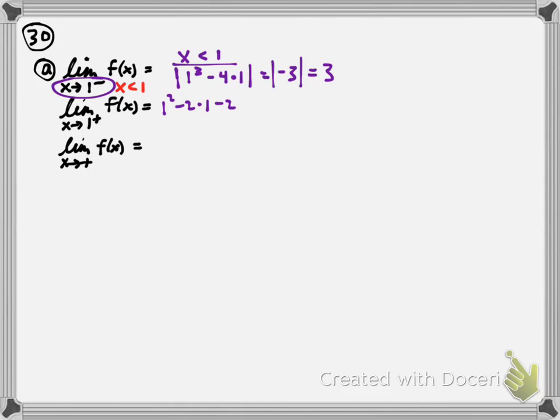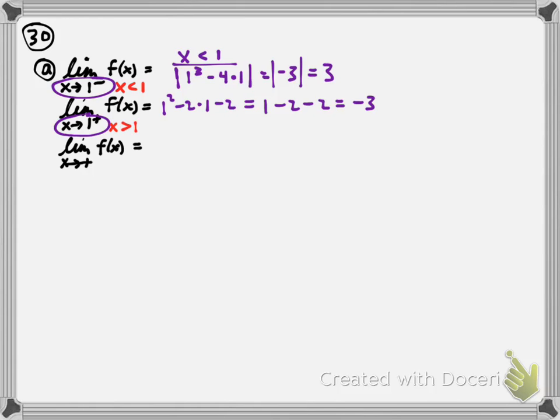1 squared is 1, minus 2 minus 2. So we have 1 minus 2 is -1, -1 minus 2 is -3. Okay, well, clearly the right and left hand limits don't agree, but let me just be consistent here and say, to show you that when x is approaching 1 from the right, that is indicating that x is greater than 1, and that shows us that we're going to use that bottom piece.